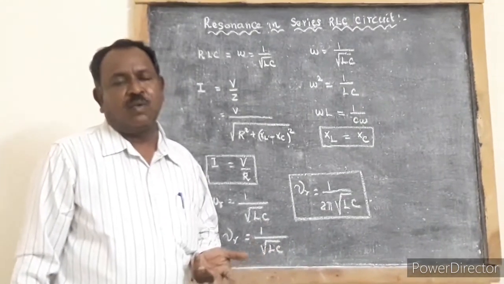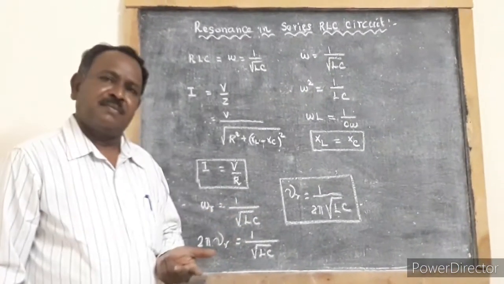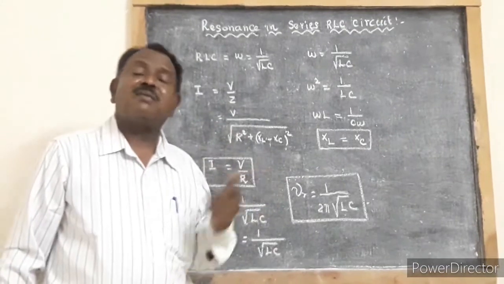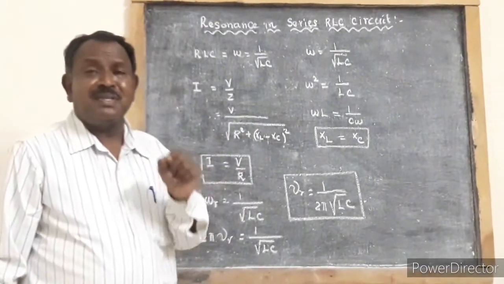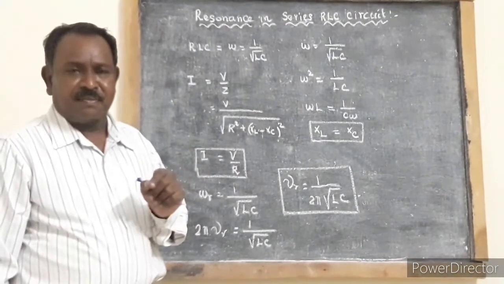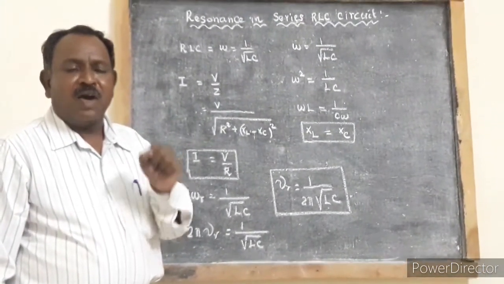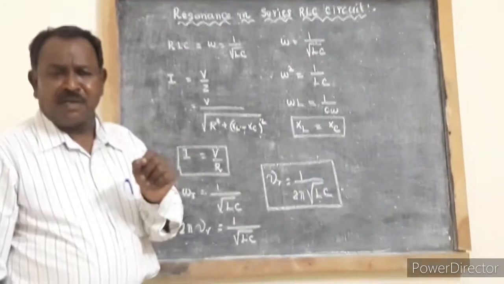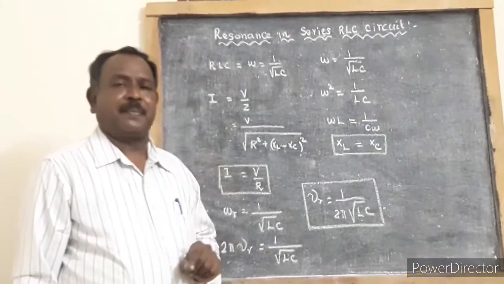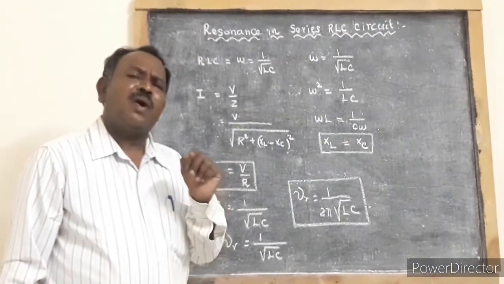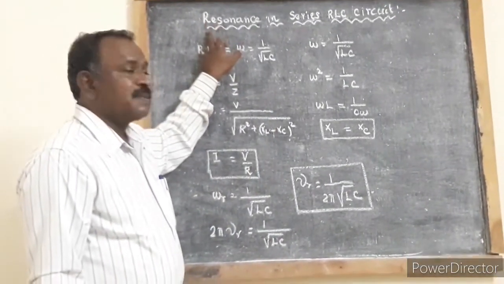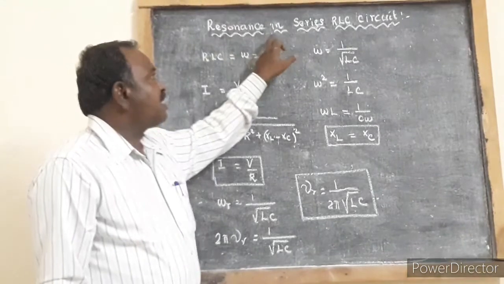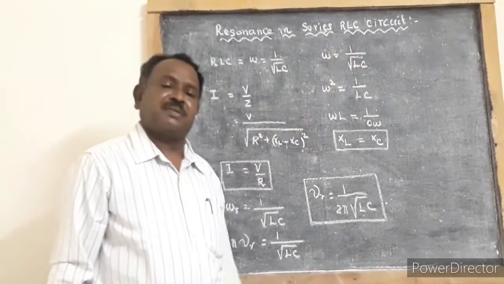Filters, voltage multipliers, and many other applications in electronics. One of the important applications of resonance in an RLC circuit is in radio and television for tuning. So in radio and television, we are using this concept of resonance in an RLC circuit.